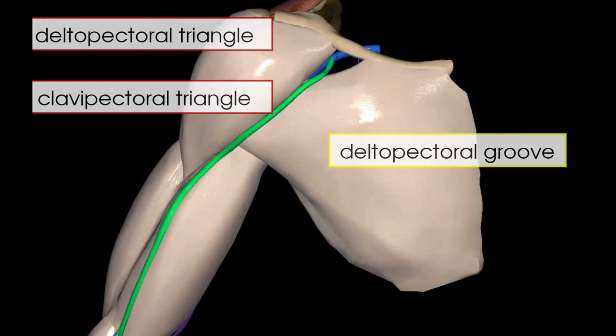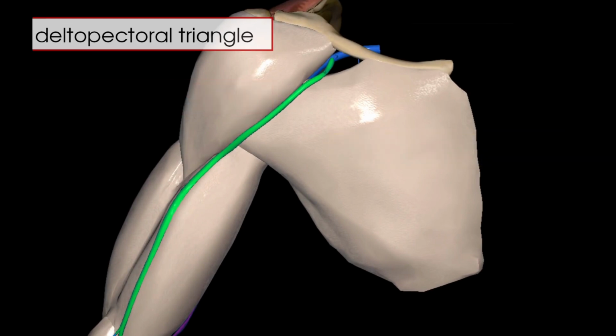The deltopectoral triangle is this triangle that's bordered by the pectoralis major muscle, the deltoid muscle, and the clavicle.